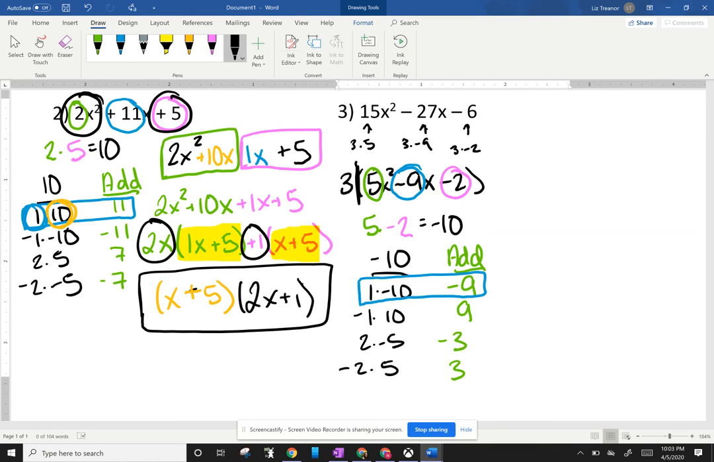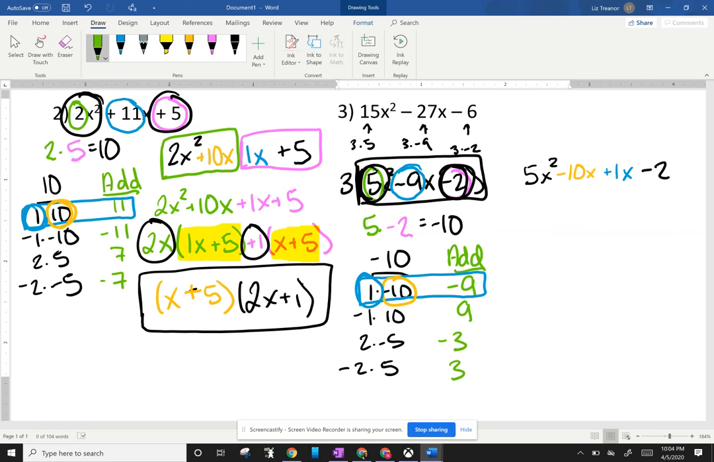So now I'm going to rewrite what's in the parentheses as 5x squared minus 10x plus 1x, sorry, that shouldn't have been a squared, minus 10x plus 1x minus 2. And the 5x squared and the minus 2 just came from the original. Okay, now let's factor each pair.